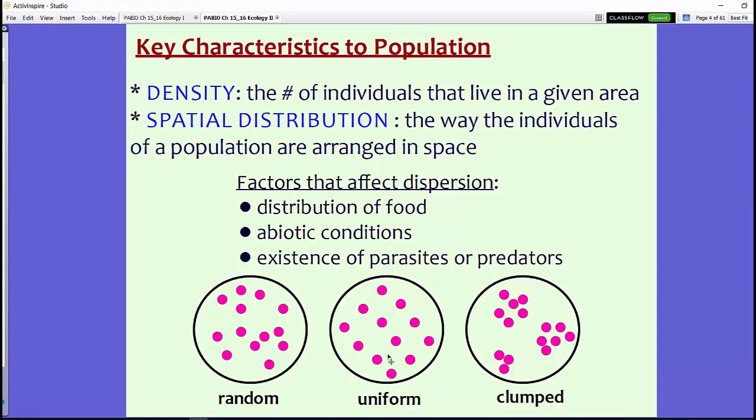So this is uniform. We also see a third type of spatial distribution, which is clumped. You see a little population here, a little bit over here, a little bit over here. These 3 types of spatial distributions are important to understand because, again, perhaps there are different factors creating these types of distribution.